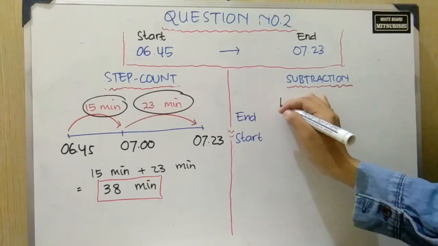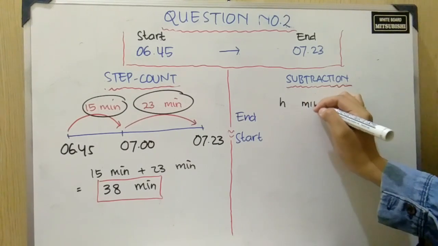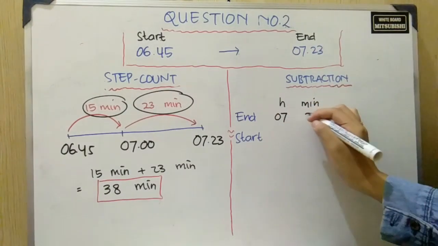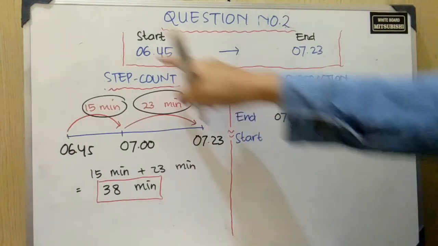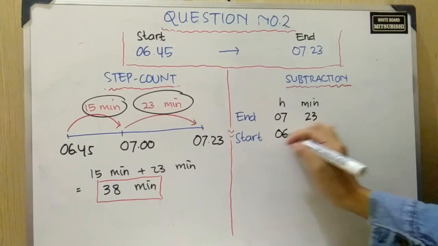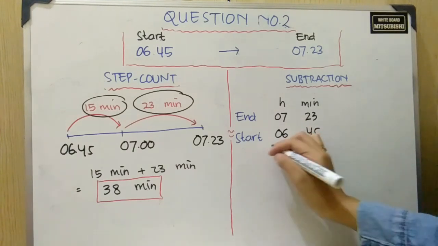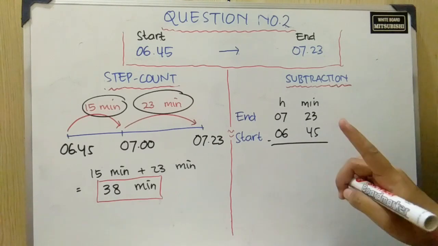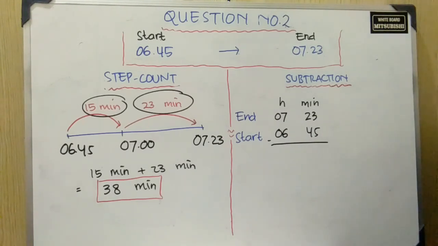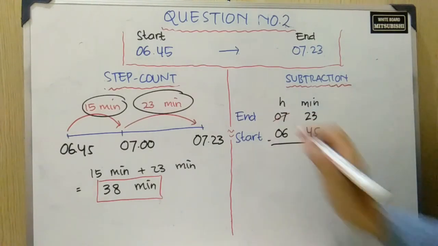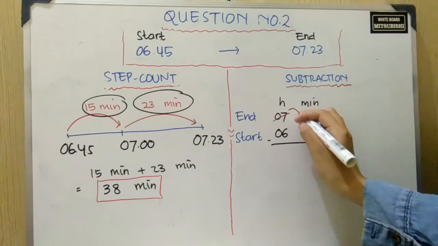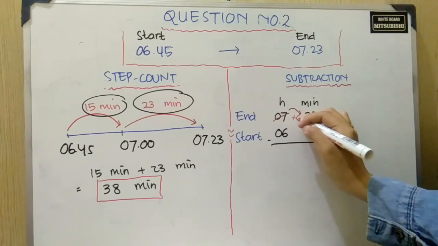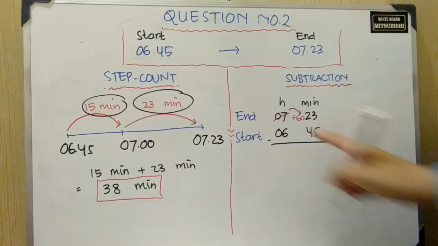In subtraction, we write hour and minute. And then the end time is 7 and 23. And the start time is 6:45. Now we subtract 23 minus 45. I think we cannot do it. So we take 1 hour from 7 and we give 60 minutes, because 1 hour equals 60 minutes.